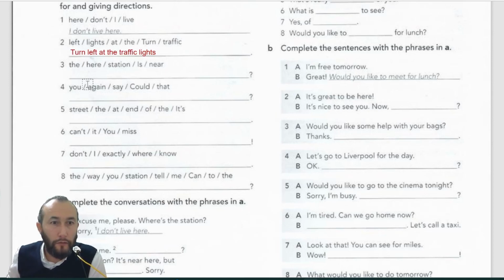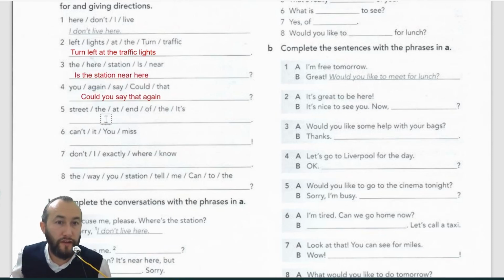That's good. Number 3, the here station is near. And that's a question, guys. So we're going to start with, is the station near here? Is the station near here? All right, we're going to do that. Number 4, again, that's a question. So we're going to start with could. Could you, and then we're going to use verb. Could you say that again? Let's write it down.